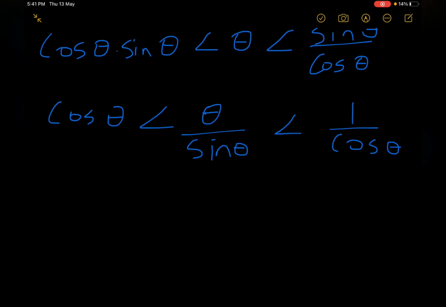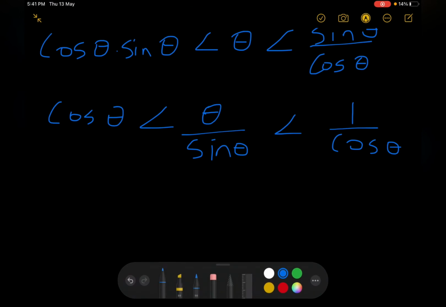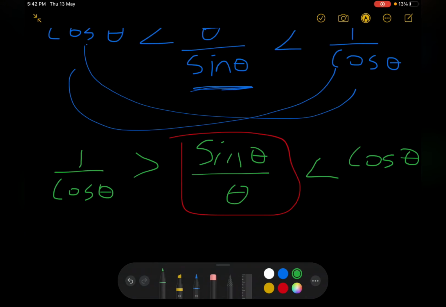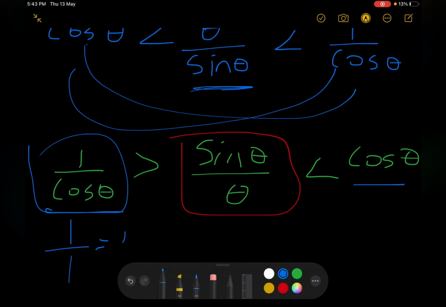Next, we flip these. So we will carry this on this side, carry this on this side, and flip this. So let's do that. For these two outer functions, we already know the limits. We know that the limit of 1 over cos theta as theta approaches 0 is equal to 1 over 1. We also know that the limit of this function as theta approaches 0 would be 1.